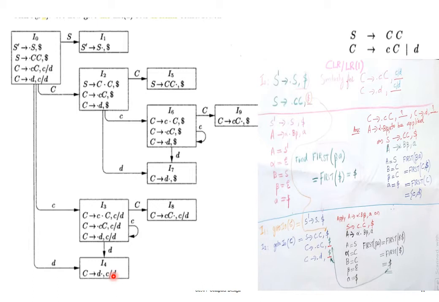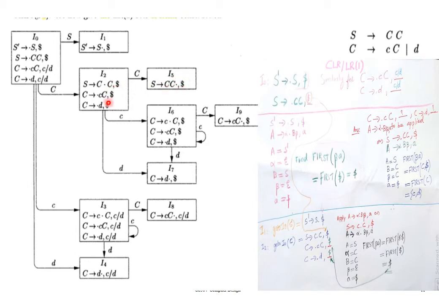Then C gives dot D comma dollar, that is goto of I6 on D is C gives D dot comma dollar, that is I7. Then goto of I7 on some symbol. Is there any symbol? No. So there is no need of declaring goto for I7. Similarly, in the case of I8 also after the dot there is no symbol, so no goto is there. In the case of I9 also there is no symbol after the dot, so there is no goto for I9.